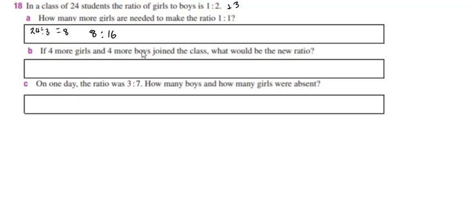Now, how many more girls do we need to make the ratio 1 to 1? Well, to make the ratio 1 to 1, we would need 16 to 16, which would simplify to 1 to 1. So that means we would need to increase our girls from 8 to 16. So how many more girls do we need? We need 8 more girls.